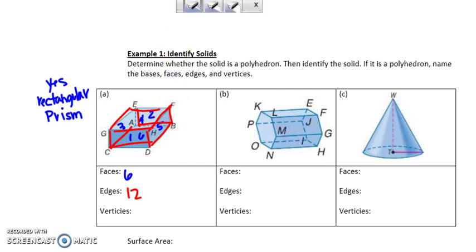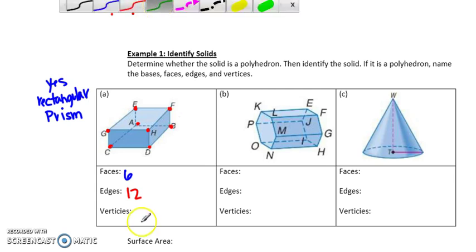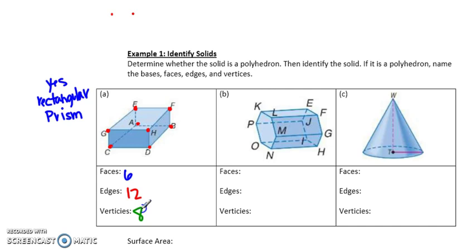Vertices are the points where those edges are meeting. So all of those labeled letters are vertices. So there's 4, and here's another 4, so that makes a total of 8. All right, so if you want to try those last 2, you can, and then push play and check when you're ready.